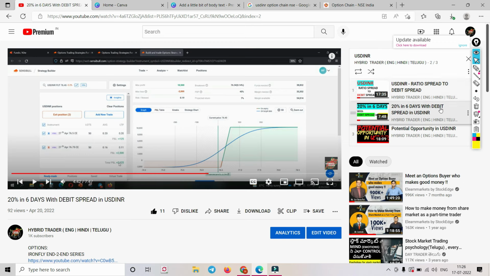Also I made a video on how to convert the ratio spread to a debit spread, just to avoid that overnight risk. The moment the market closes on Friday, by the time the market opens on Monday, we need to ensure that our USDINR trade doesn't have any exposure to risk on the upside or the downside. As I said, the upside is more, but believe me friend, these are peace of mind trades. You can watch these two videos, you'll get some context and clarity on what USDINR is all about.